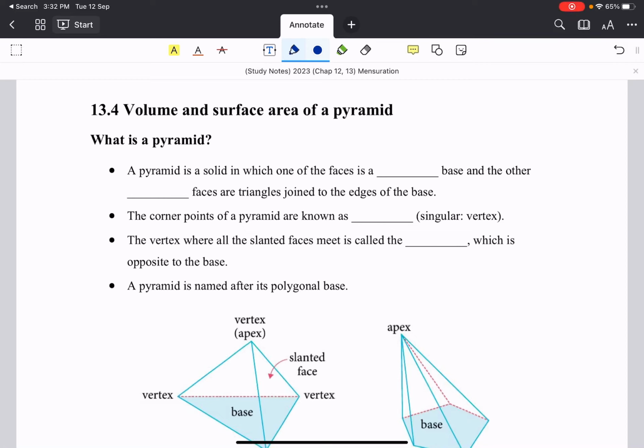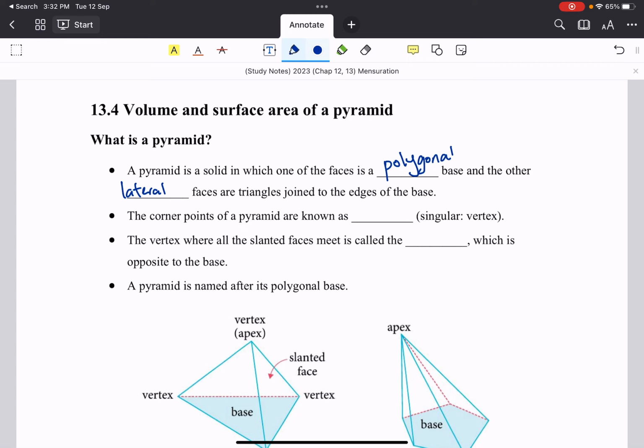Hello students, welcome back. In this next section, we'll be looking at pyramids. So what exactly is a pyramid? In mathematics, a pyramid is a solid in which one of the faces is a polygonal base, and the other lateral faces are triangles joined to the edges of the base.